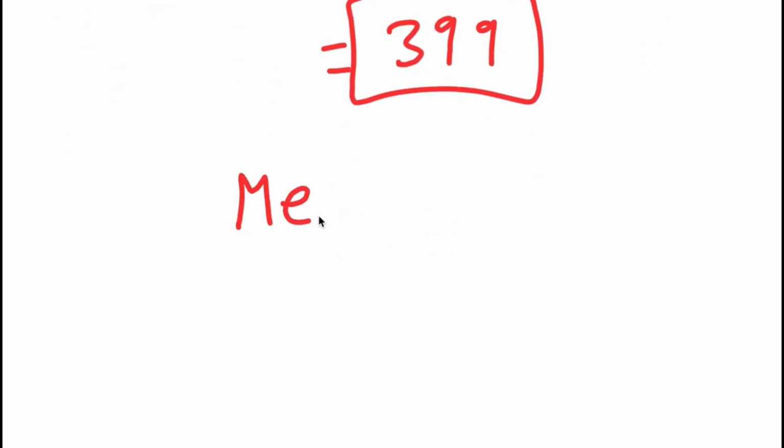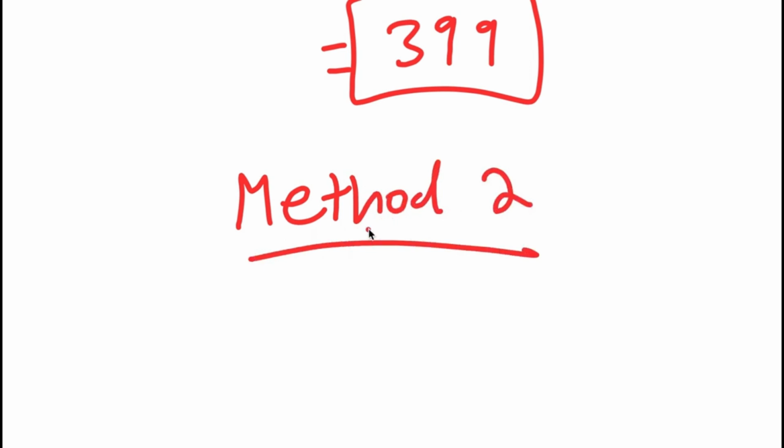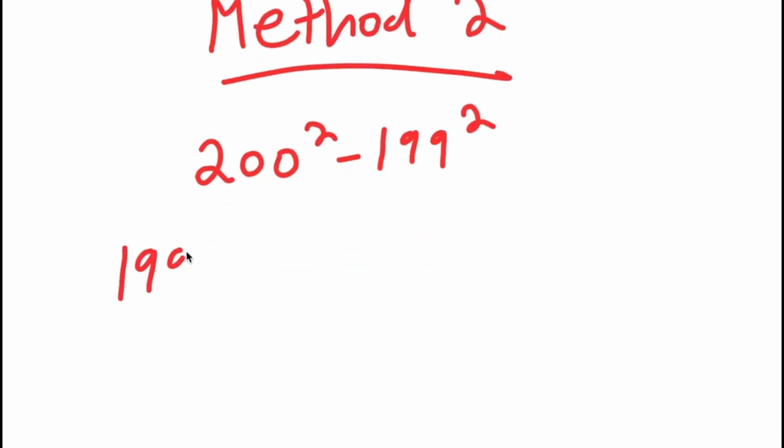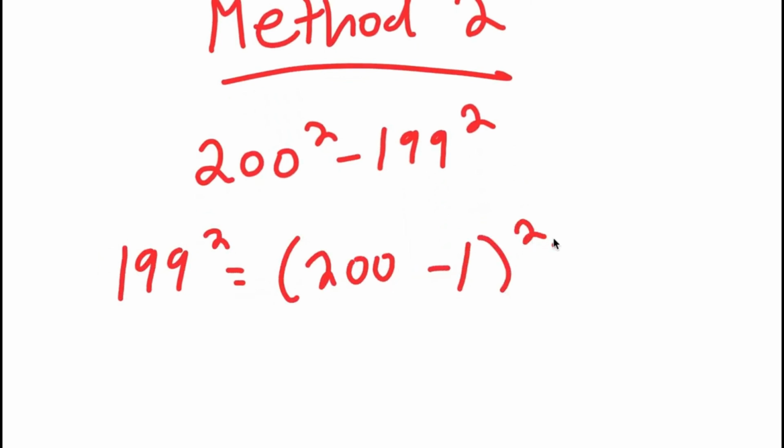Now for method number two, my problem was 200 squared minus 199 squared. And now for this method, what I'm going to do is rewrite 199 squared as 200 minus 1 squared. So in our first method, we wrote 200 squared as 199 plus 1 squared. This time we're going to rewrite 199 squared as 200 minus 1 squared.